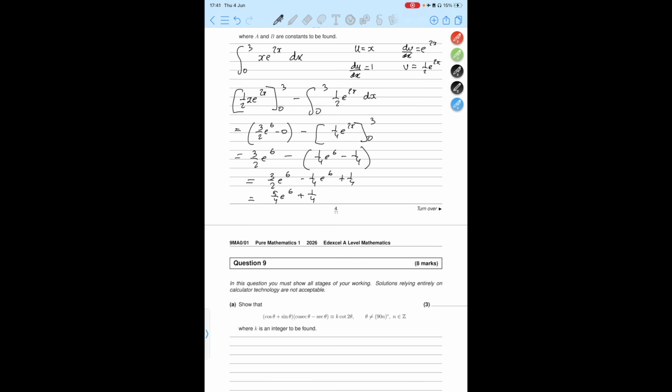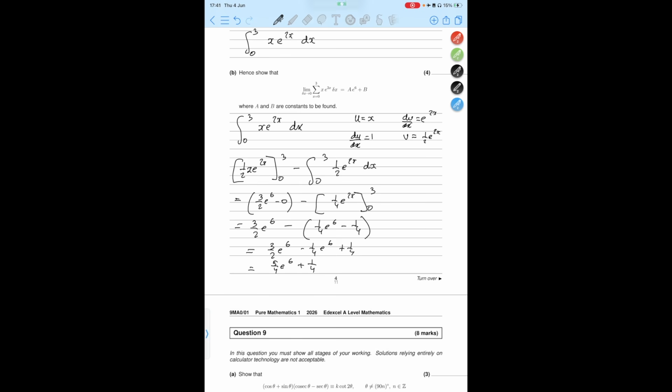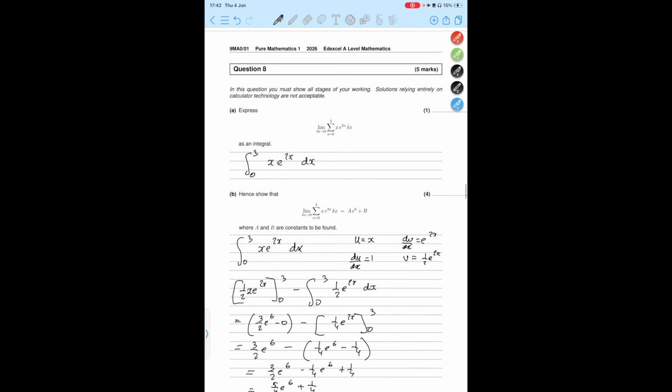Now, one thing that I usually do to check this is I can literally just put this integral in my calculator. So the integral of 0 to 3 of x e to the 2x. This gives me roughly 504.5359. I'm just going to keep that in my head. Now I'm going to write down this exact thing here: 5 over 4 e to the 6 plus 1 over 4. And I can see by going up and down on my calculator, I get the exact same thing. So I know that my answer must be right. Okay, so that is question 8 done.